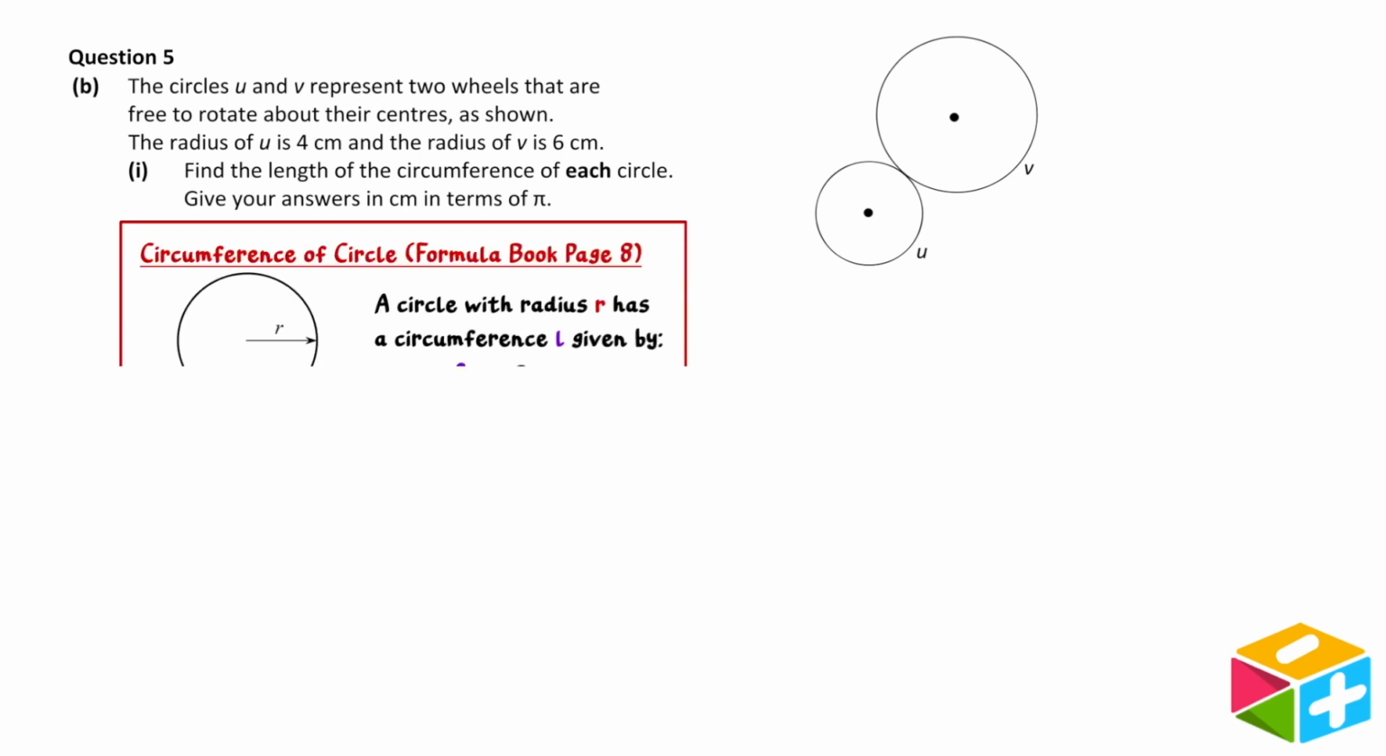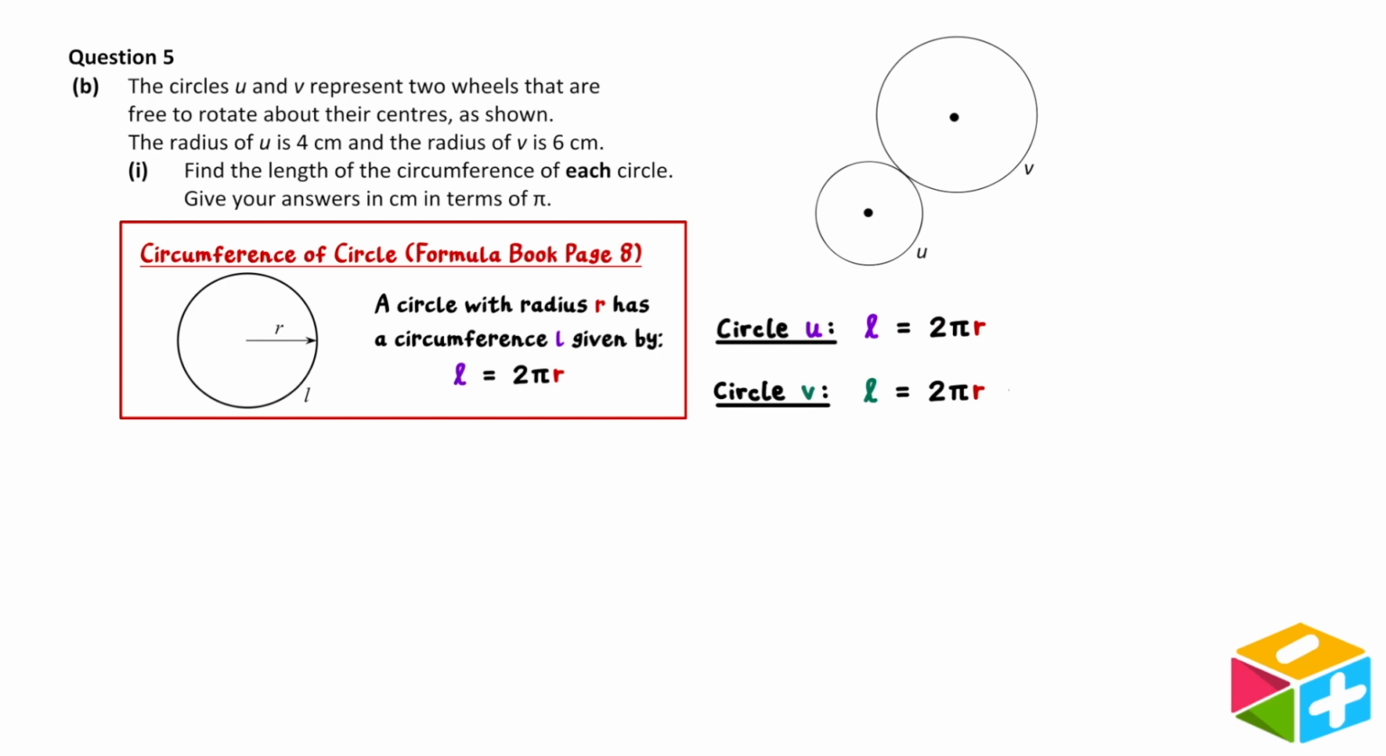The formula for the circumference of a circle is found on page 8 of the formula book. It says that a circle with radius r has a circumference L given by L is equal to 2 pi times r. We'll use this result 2 times to find the circumference of the circle U and the circumference of the circle V.